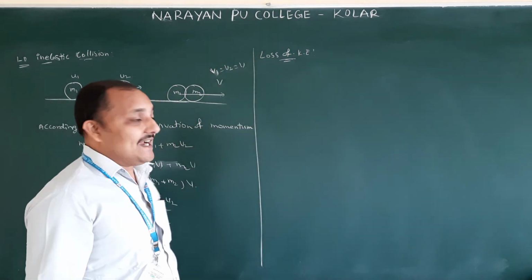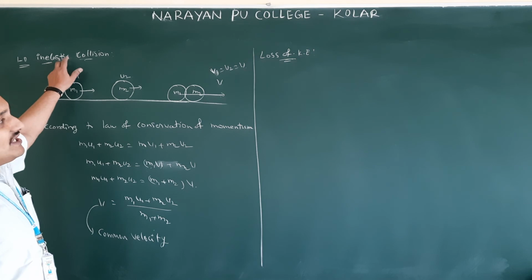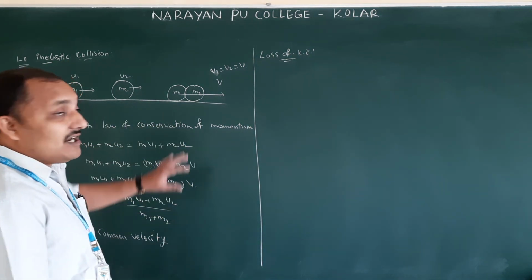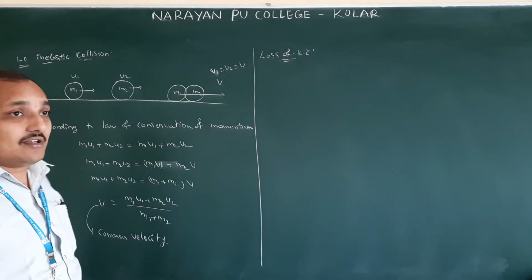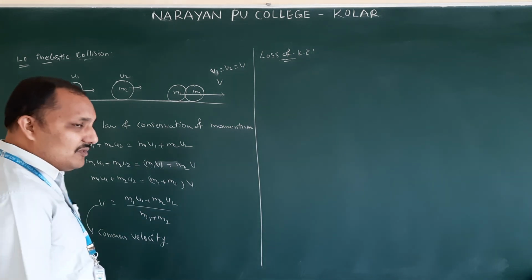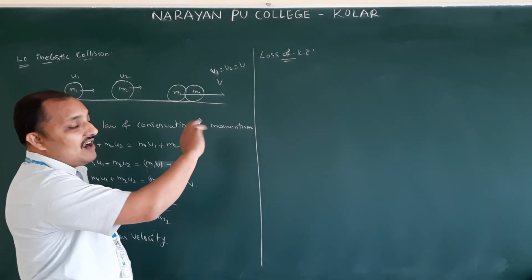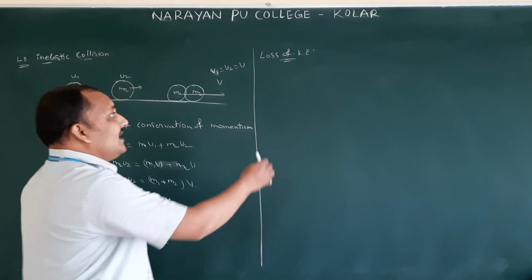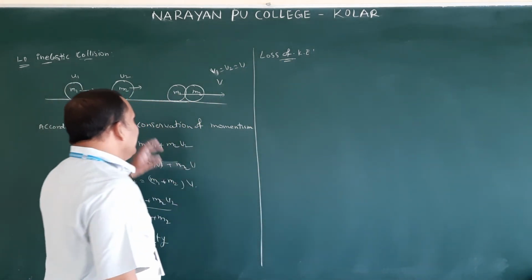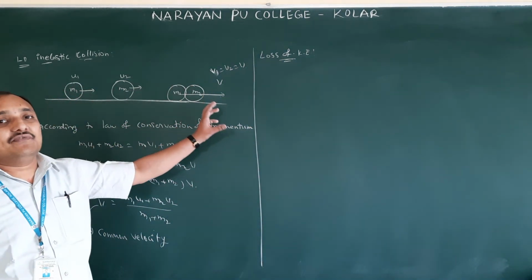So loss of kinetic energy happens during which collision? Inelastic collision. Because in elastic collision you won't have any loss. The total mechanical energy, before and after, will be the same. So to get the loss of energy, we have to find the initial kinetic energy minus the final kinetic energy.